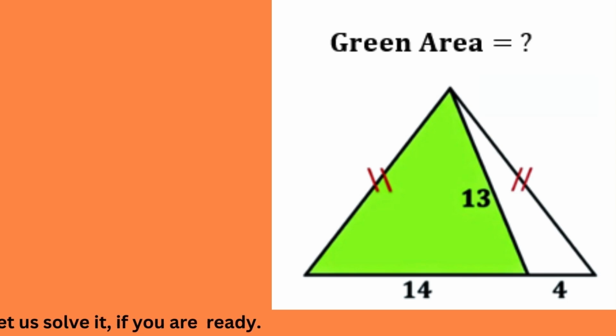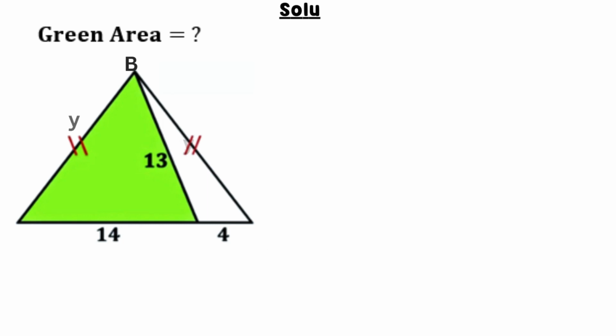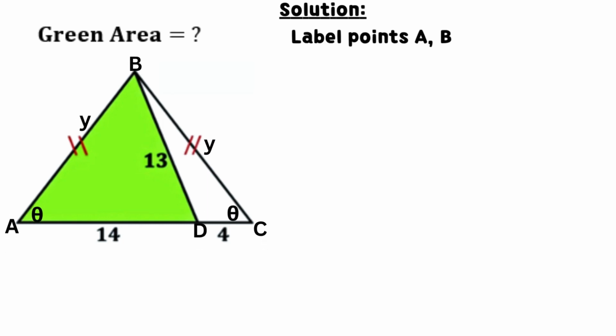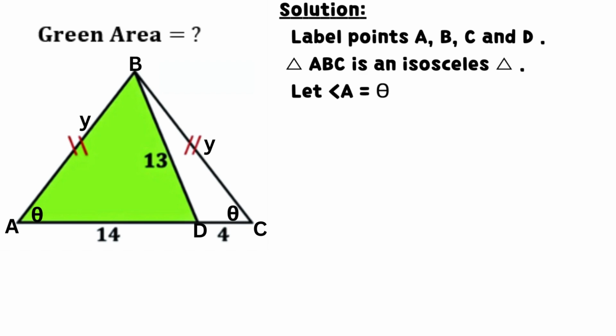What is the area of the green triangle? Label points A, B, C, and D.